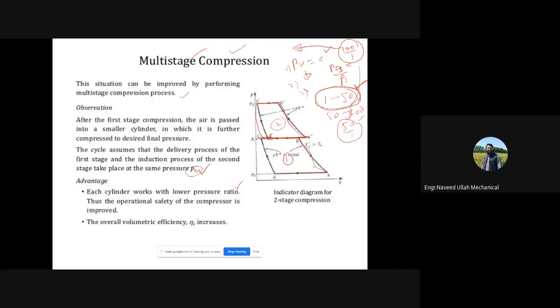You need to calculate this area, this will be the work consumed by the compressor 1 and this will be the work consumed by the compressor 2, and practically you will see that if you can achieve the isothermal process, the work consumed by this and this plus this will be less than the first one.